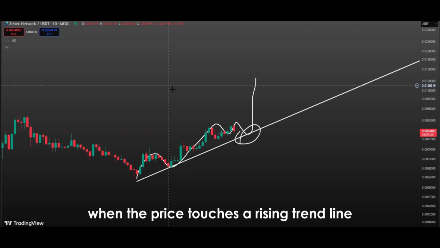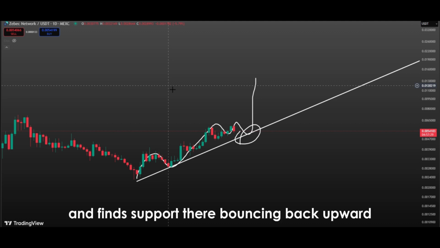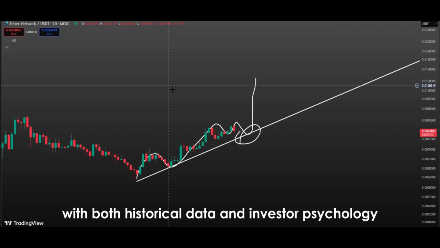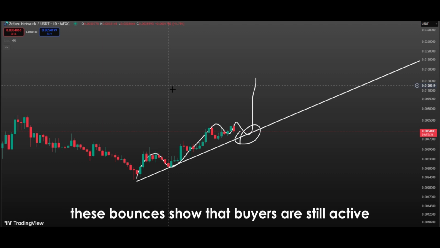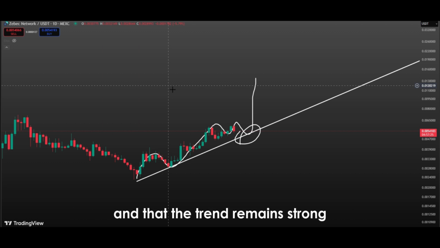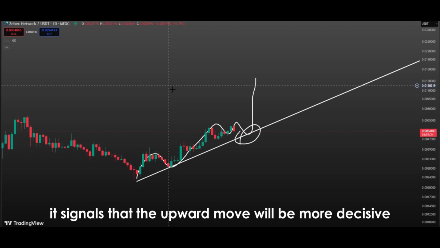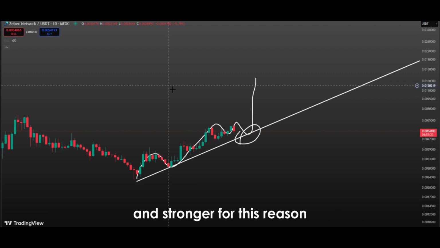In conclusion, when the price touches a rising trend line and finds support there, bouncing back upward, it is interpreted as a highly positive development in technical analysis. This structure aligns with both historical data and investor psychology. These bounces show that buyers are still active and that the trend remains strong. If this movement is supported by volume, meaning the price bounces with high trading volume, it signals that the upward move will be more decisive and stronger.